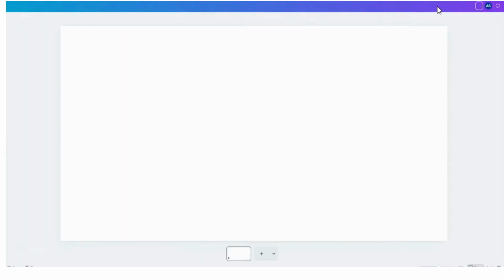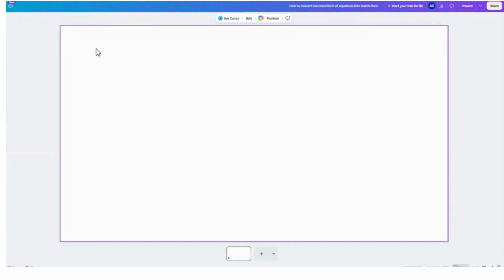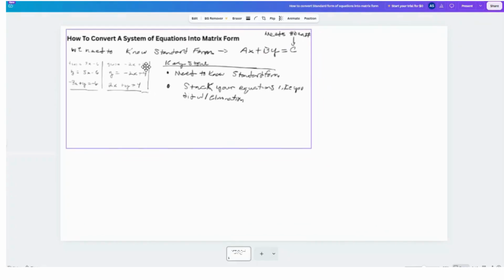So understanding how to convert standard form of equations to matrix form. Okay, so let's go ahead and copy and paste that. Thank you, Padawan.